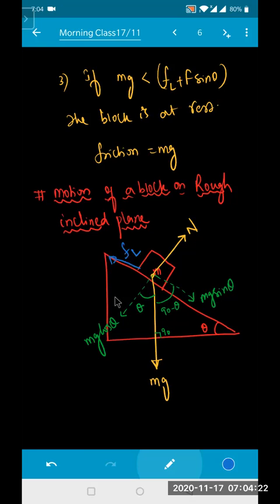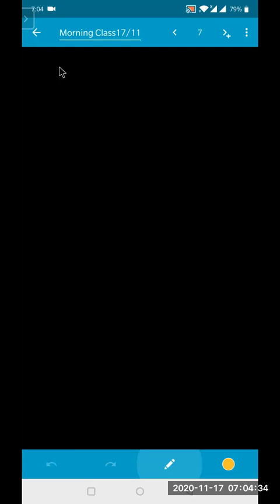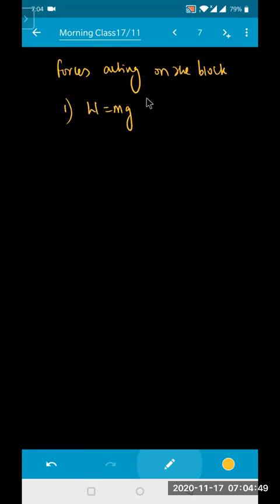So what is that? Limiting friction, if it is at the rest condition. Isn't it? So this weight mg is always acting in which direction? Downward direction. So can you tell me what are the forces acting on the block? First one is weight. Obviously, weight is always acting towards the center of gravity or the center of the earth, that is in the downward direction.